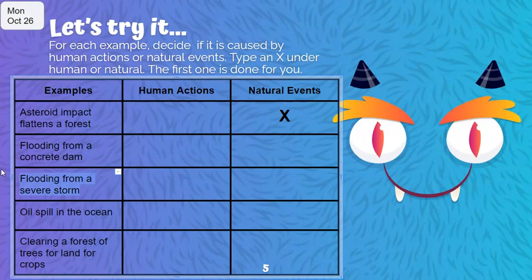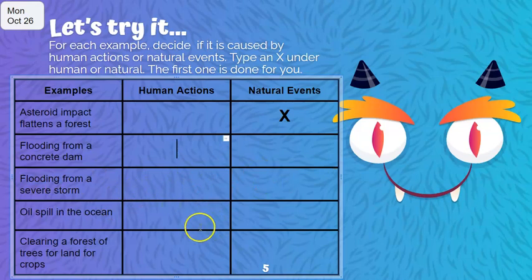Flooding happens from a severe storm, not a human event, a natural event. And a little test-taking tip for you guys: if one question has already put an X here, then the next question, since it is still about flooding, is probably going to put the answer over here, but it's still worth the read.